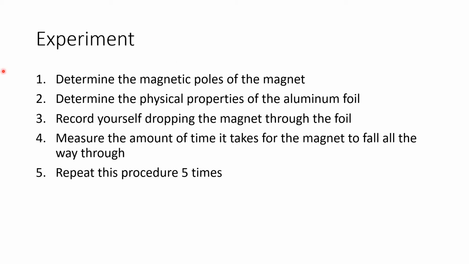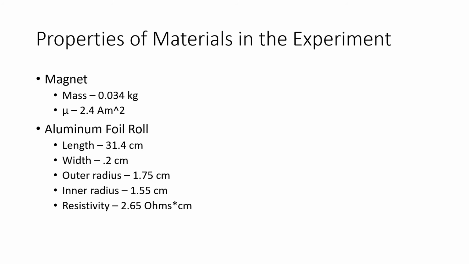In this experiment, we first determined the magnetic poles of the magnet, then the physical properties of the aluminum foil. Then we recorded the magnet falling through the aluminum foil, measured the time it took to fall through, and repeated it 5 times.